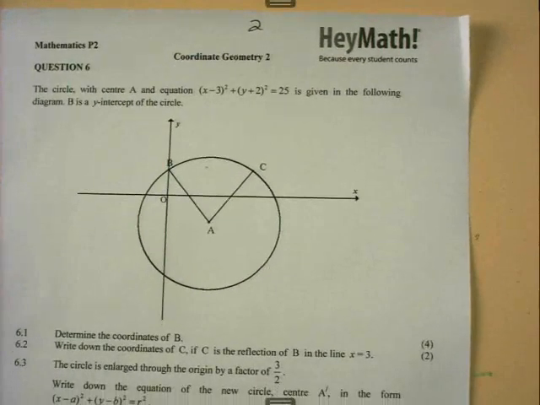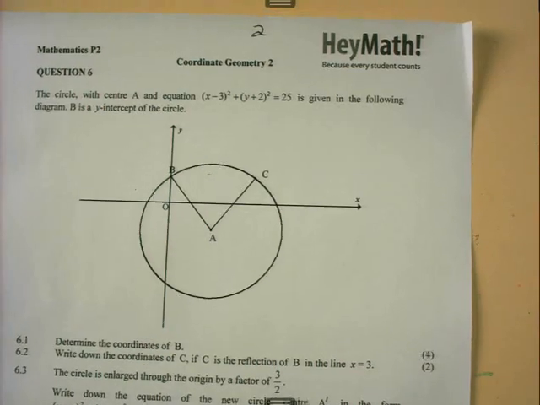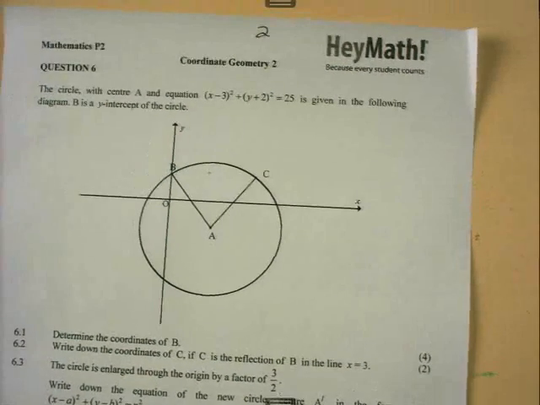Question 6 here, we have the circle with the center A, and the equation of that circle is (x minus 3) all squared plus (y plus 2) all squared is equal to 25. It's given in the following diagram. And now B is the y-intercept of the circle. Right, the first question here, 6.1, says determine the coordinates of B. That is a 4 marks question.